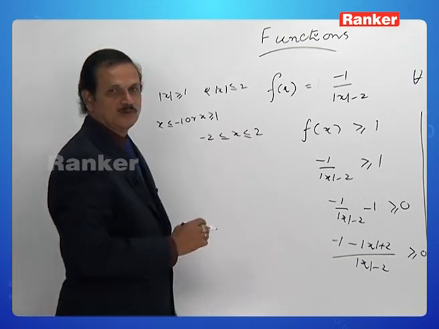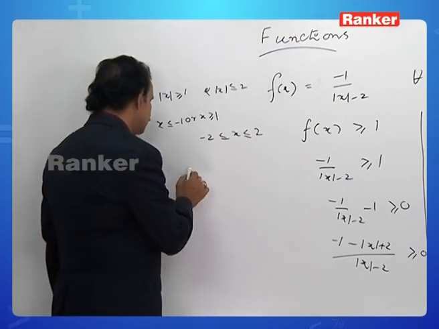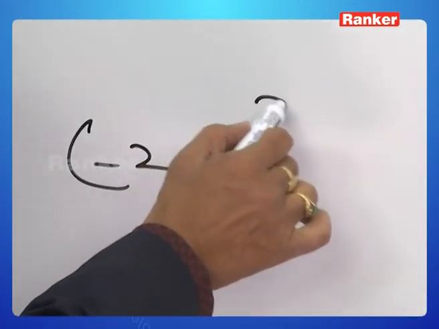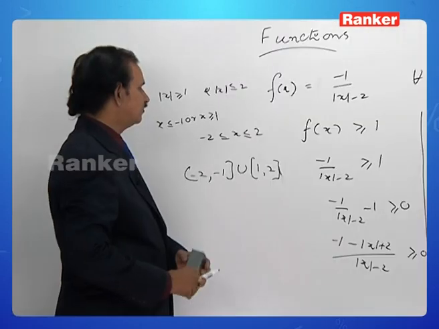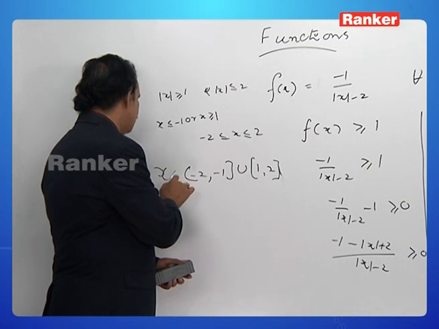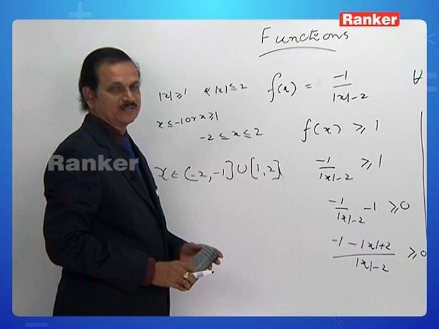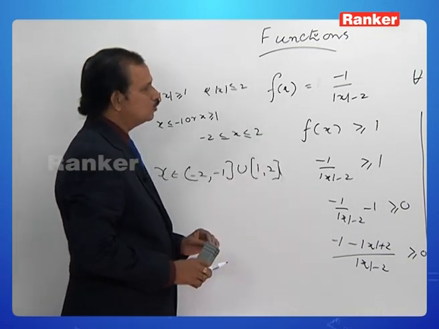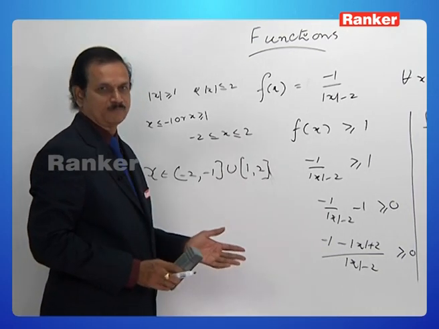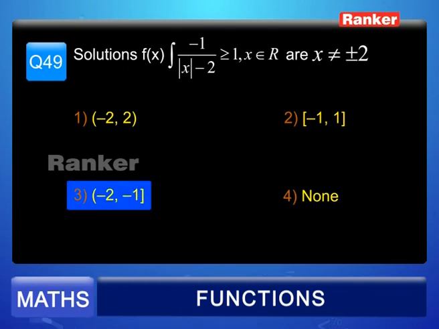By clubbing all these things, we notice that the correct option is minus 2 to minus 1 union 1 to 2. This is the actual domain in which x should lie so that f of x is greater than or equal to minus 1. It looks so simple, but two to three constraints are to be kept in mind to trace the domain. This is the right option.